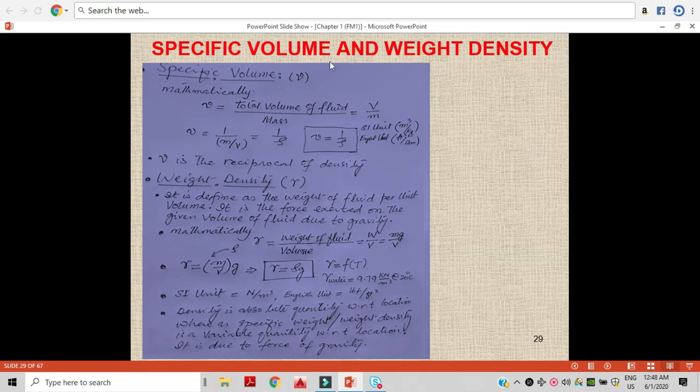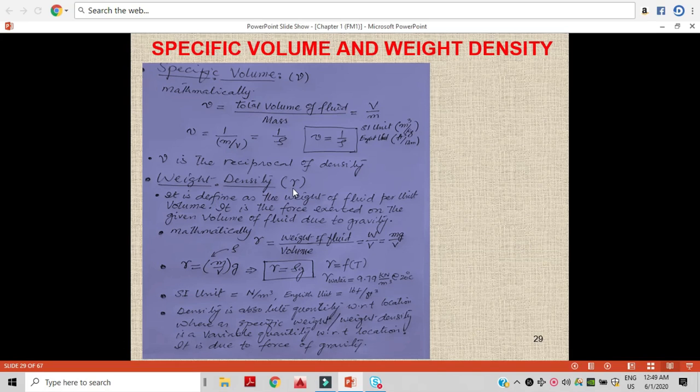Now next is the specific volume. Mathematically, the specific volume is the total volume of a fluid divided by mass, or per unit mass. So V over M, and if we simplify it, we end up with 1 over rho. So it is the reciprocal of the density. The SI unit of the specific volume is meter cube per kilogram. In English units, it is feet cube per pound mass. Okay.